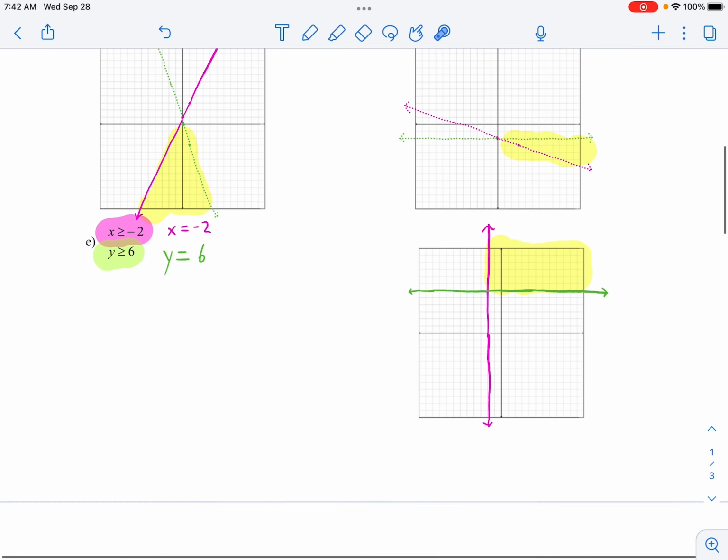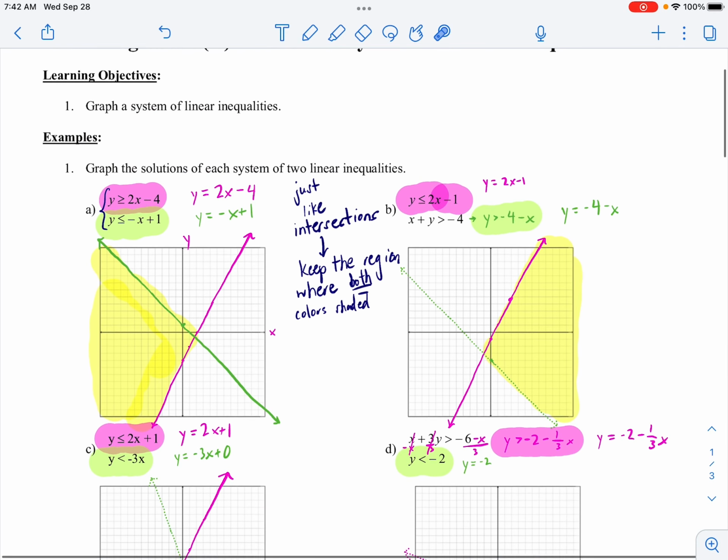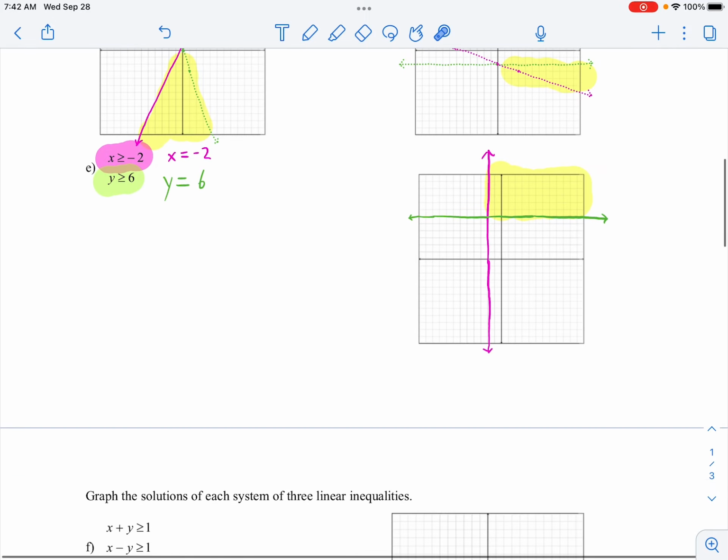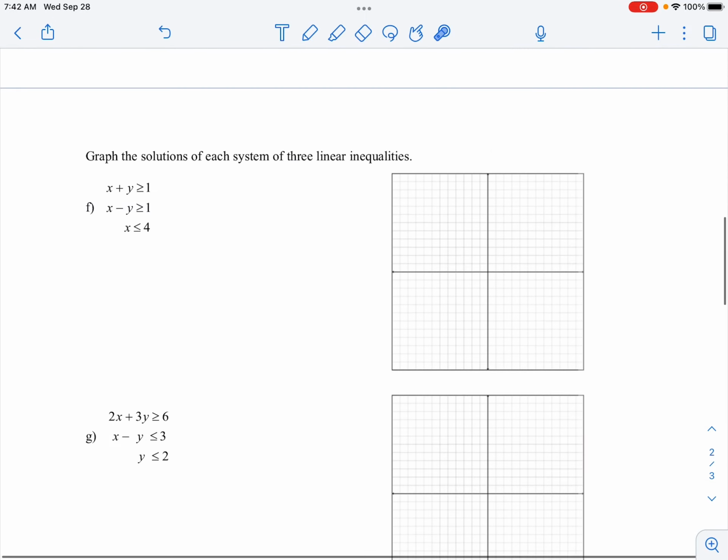There you go. Example E in the books. So slow down, pause, rewind, ask Mr. Miller for help.